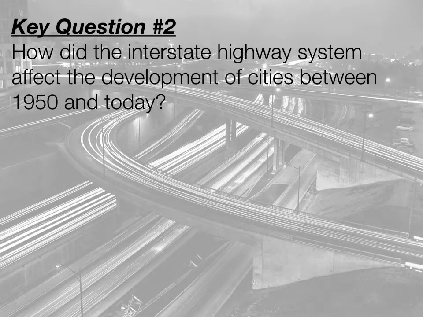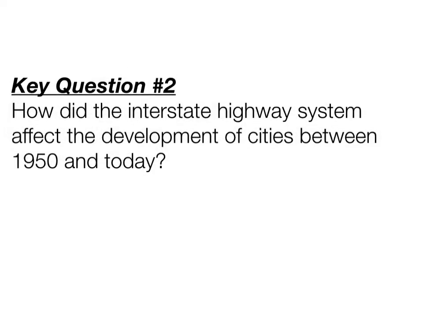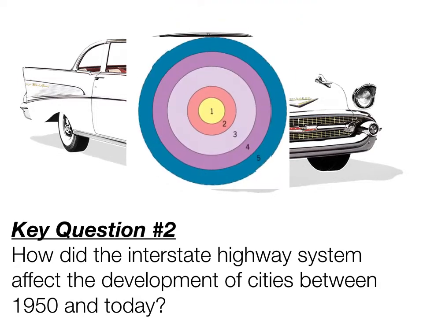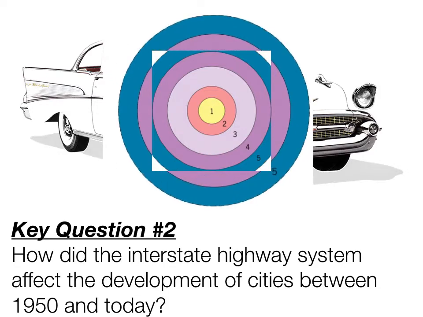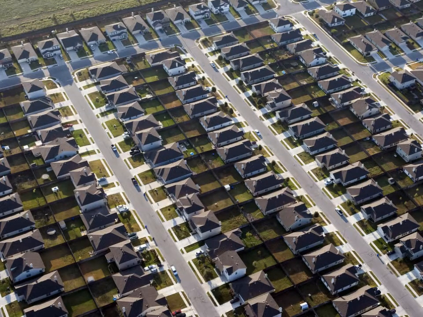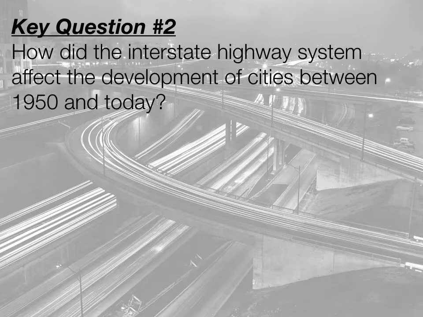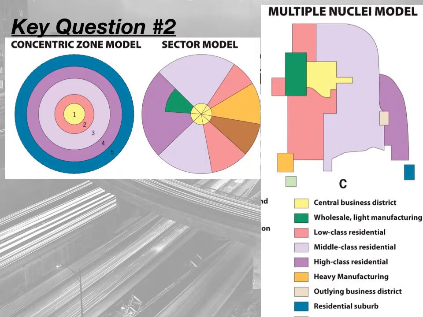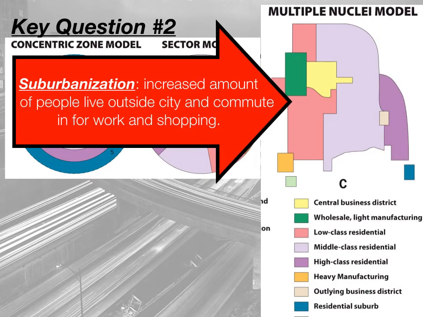Key question number 2, how did the interstate highway system affect the development of cities between 1950 and today? So the interstate highway system promotes the usage of cars. Looking back again at the same model, we can see how the interstate highway system leads to the growth of suburbs. That's right, those are suburbs. Suburban development really increased due to the interstate highway system. So if we look at our models here, we are moving away from the concentric zone and sector model towards the multiple nuclei model.